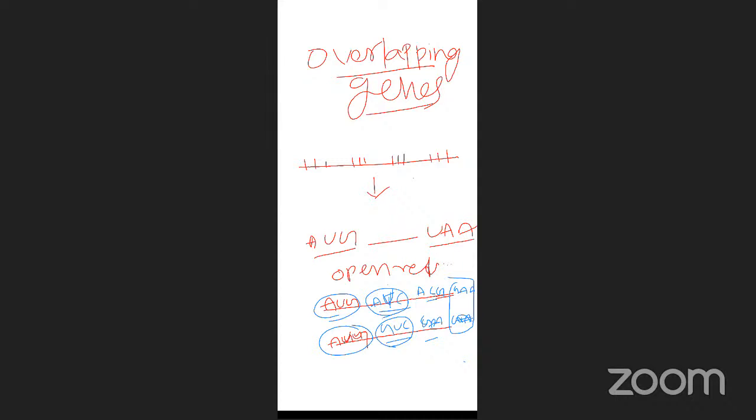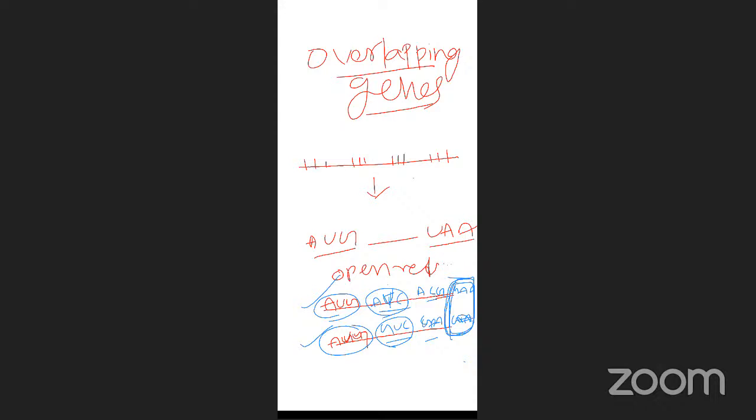It should consist of an open reading frame. This is a different open reading frame and this is also a different open reading frame. That's why it synthesizes two different proteins. This is due to the overlapping. Of course, the same sequence GAA is here and here also, but the synthesized proteins are different.